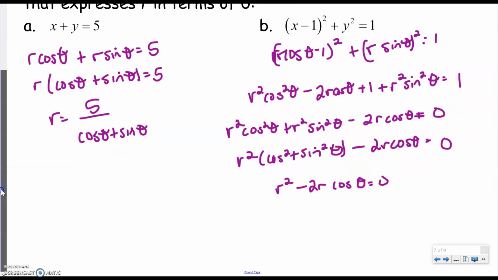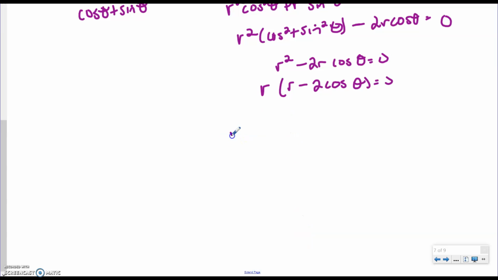Okay, so I really have r squared minus 2r cosine of theta. And we are actually going to factor this. We have an r in common, so I have r times r minus 2 cosine of theta equals 0. So if I set that up into two parts, I have r equals 0 and r equals 2 cosine of theta. Well, if r is 0, that's taken care of in this pole, so this fits in there, so we don't really need to worry about it. This is our equation.